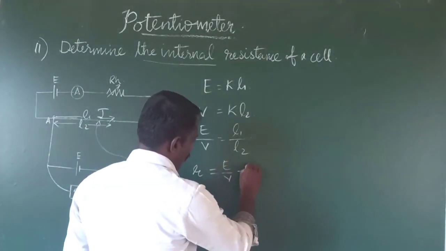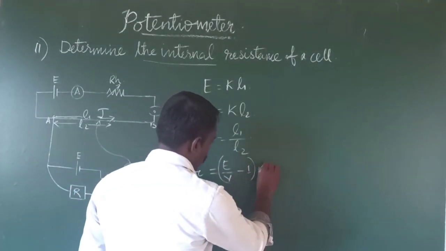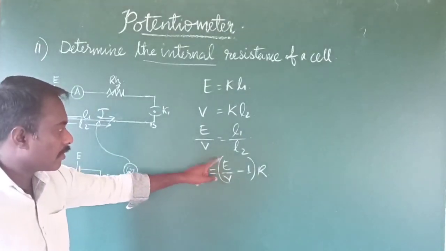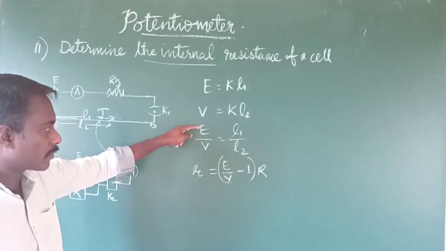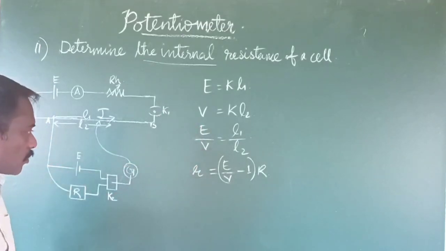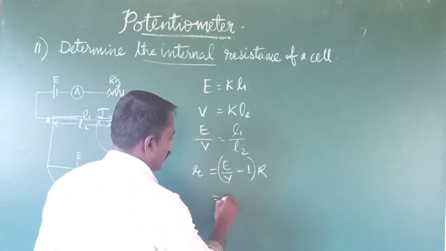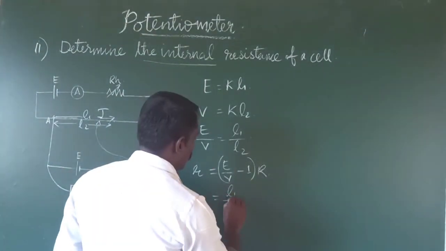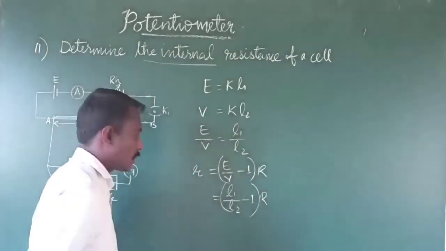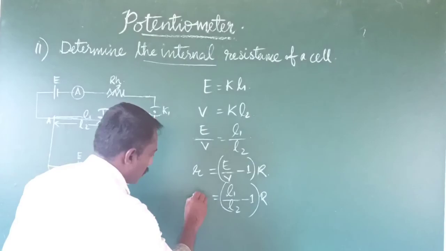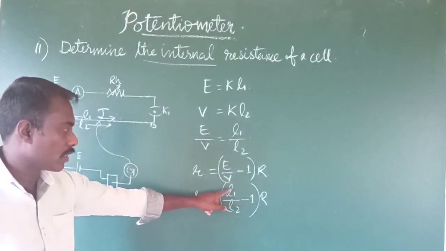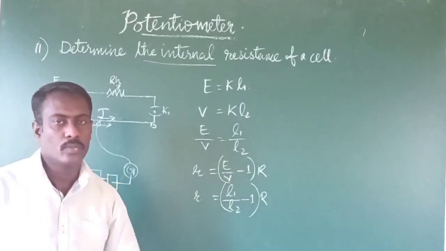r is equal to (E by V minus 1) into R. Here E by V is the ratio between the EMF of the cell and the terminal potential difference across the resistance box. Instead of E by V we can write L1 divided by L2. So the internal resistance of the cell can be calculated by this equation: r is equal to (L1 divided by L2 minus 1) into R.